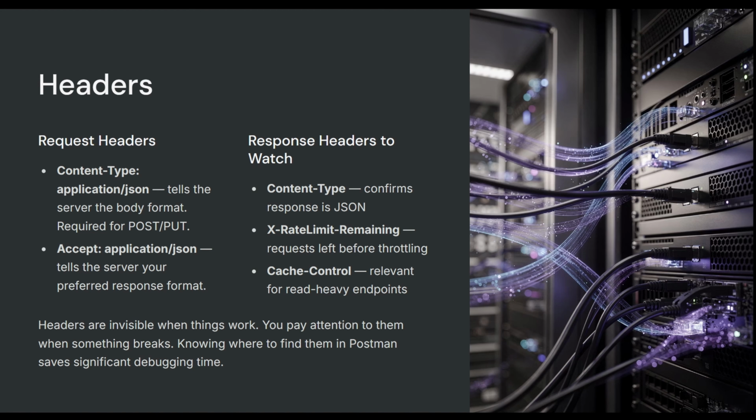In the response headers, you need to check for these things. Content-Type confirms the response is JSON. X-RateLimit-Remaining on some APIs tells you how many requests you have left before being throttled. Cache headers, like Cache-Control, are worth noting for read-heavy endpoints. Most of this is invisible when things work correctly.